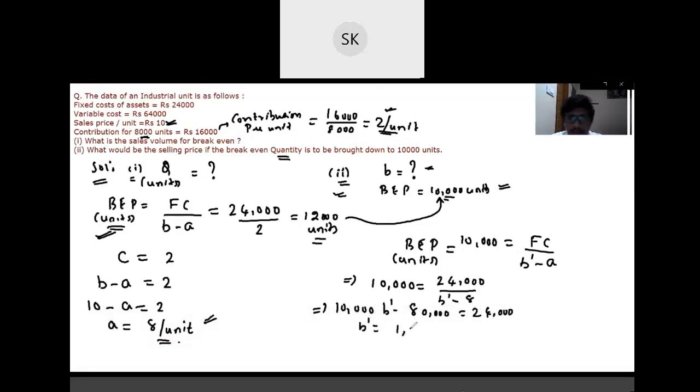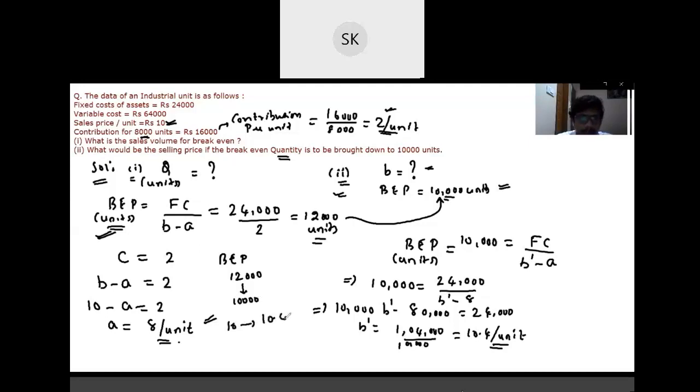So to get a profit of rupees 10,000 with this much fixed cost, this much variable cost and this much selling price, how many parts we need to produce? And the last part of the question, what would be the profit? The profit equal to how much? For a sales volume of 20,000 units. So let's look into the question one by one.